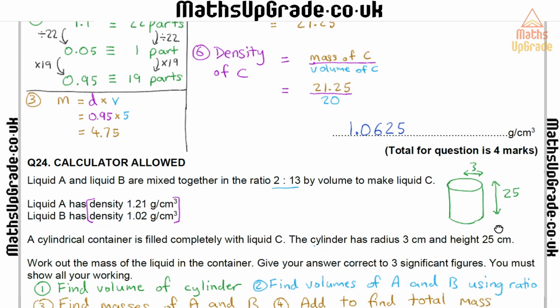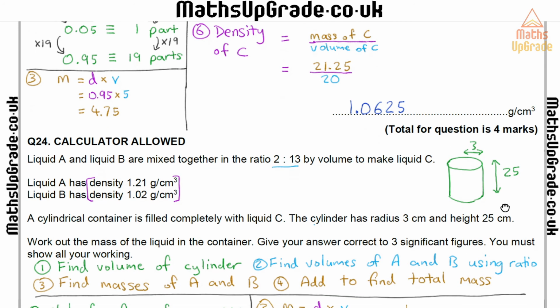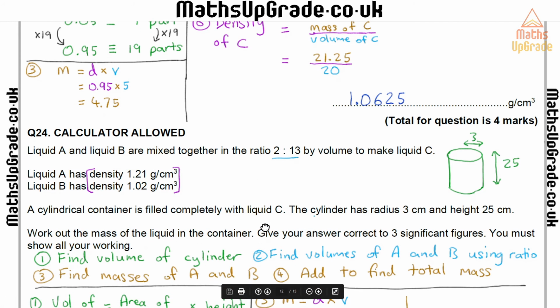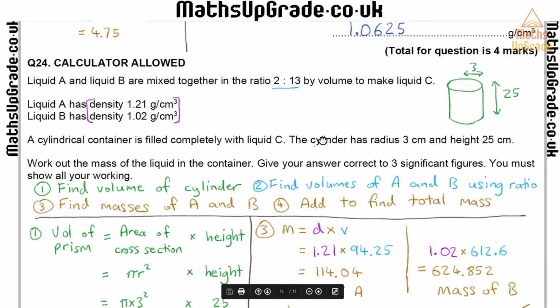Okay, the steps I'm going to do with this question are listed there. I'm going to find the volume of the cylinder first of all. Then I'm going to find the volumes of A and B by using that ratio. Then I'm going to find the masses of A and B, because I found the volumes and I've got the densities. Then I'm going to add them to find the total mass, which is what I need for the question. So let's find the volume of that cylinder.